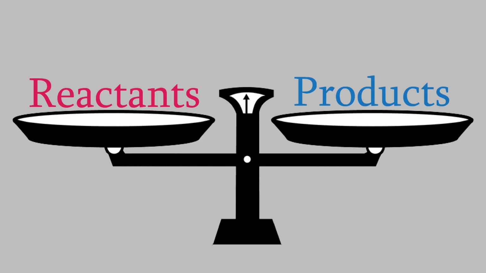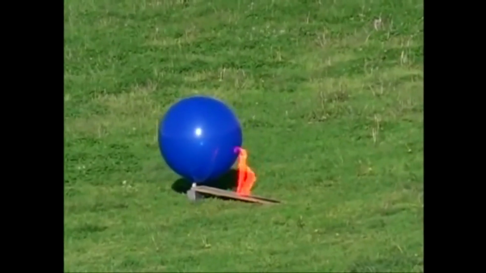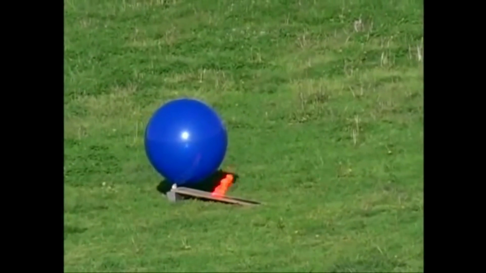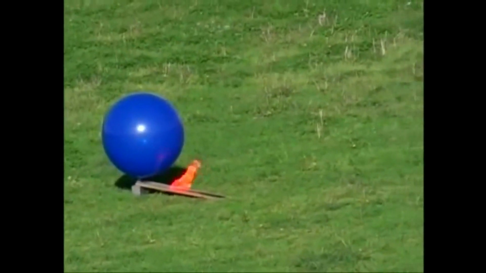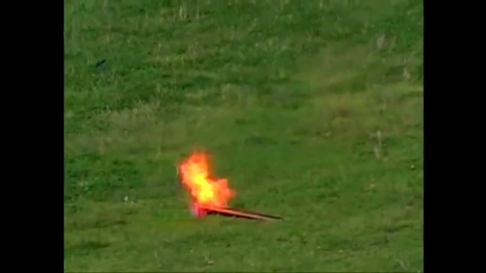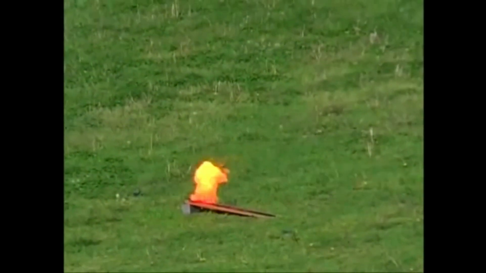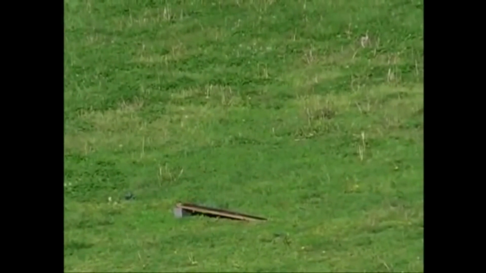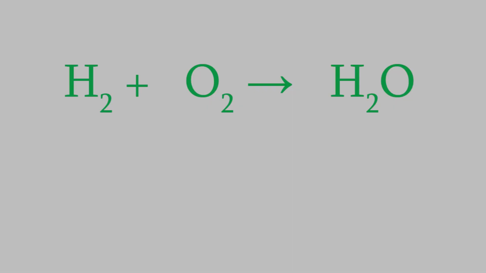The law of conservation of mass that he discovered tells us the number of atoms of each element must be the same before and after a chemical reaction. For example, take this reaction. The balloon contains a mixture of hydrogen gas and oxygen gas. When they're ignited, they combine to form molecules of water. If we write out the chemical reaction, it looks like this.